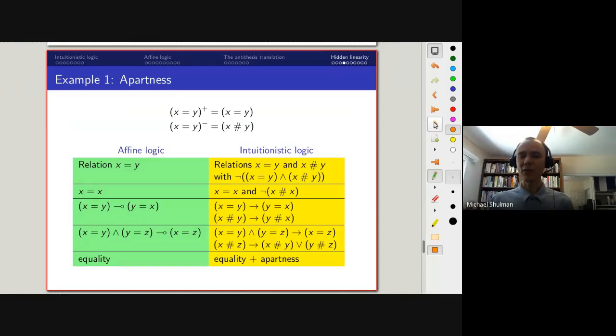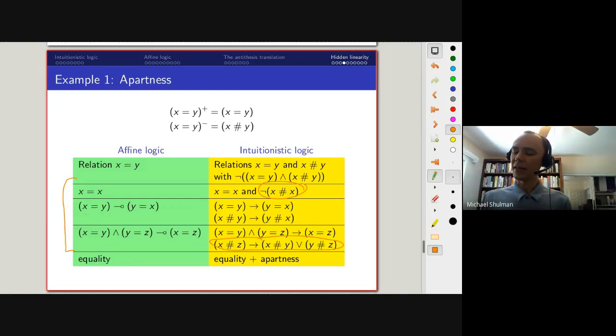The first example is a more general kind of apartness. So I defined apartness for real numbers in a particular way. More generally, constructive mathematicians often talk about sets that are equipped with an abstract apartness, which satisfies a bunch of axioms: it's symmetric, it's irreflexive, and it satisfies some sort of counterpart of transitivity. And all of these come automatically from writing the ordinary equivalence relation properties of equality in affine logic and translating them across the antithesis interpretation.